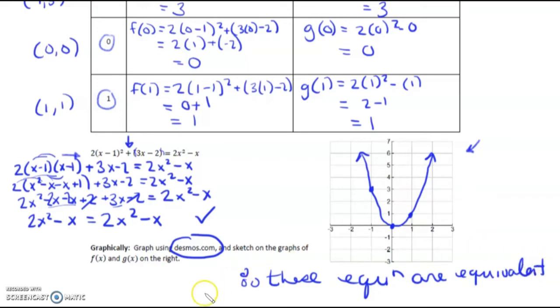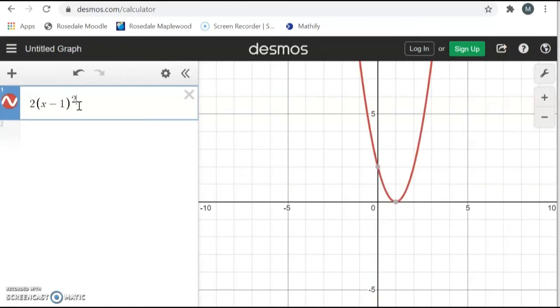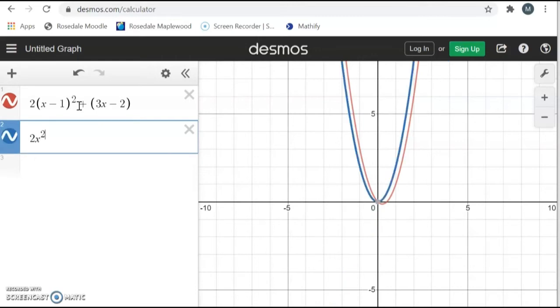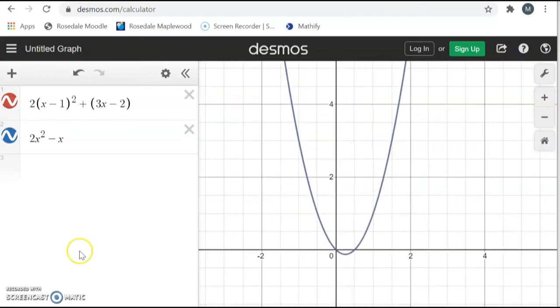Okay, let me bring up Desmos and we will put them in. So here's Desmos. I'm going to start typing these in. 2 times (x minus 1) squared plus 3x minus 2. Okay, and the next one, 2x squared minus x. So as you can see, the blue and the red, you can't actually see the red because they lie on top of one another. So they are equivalent.